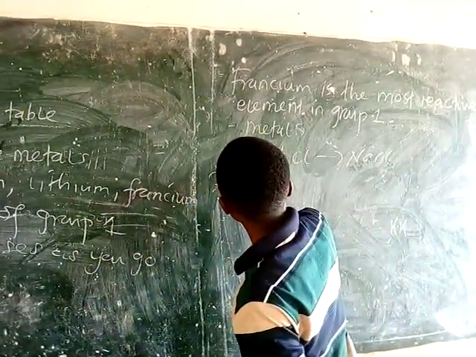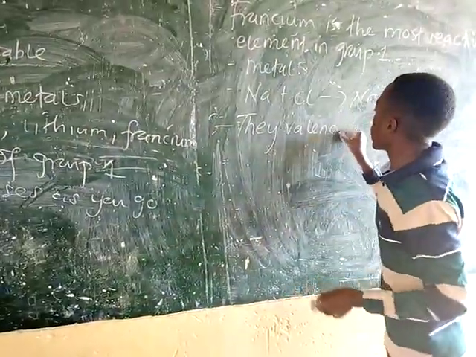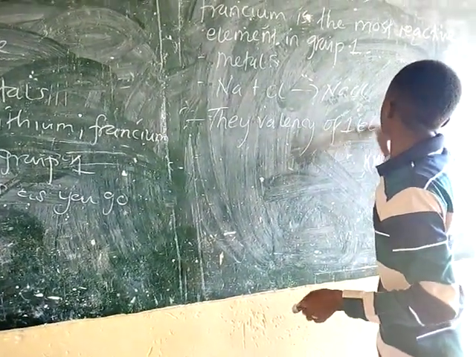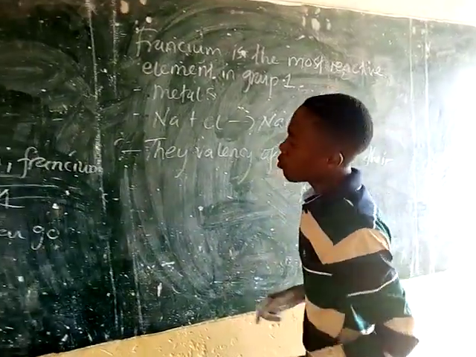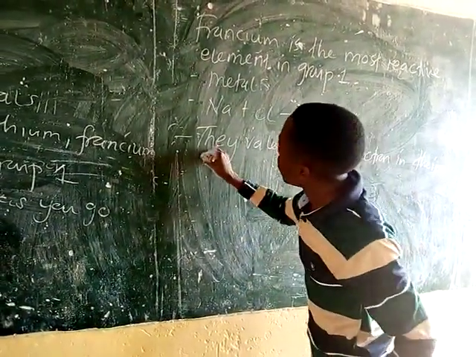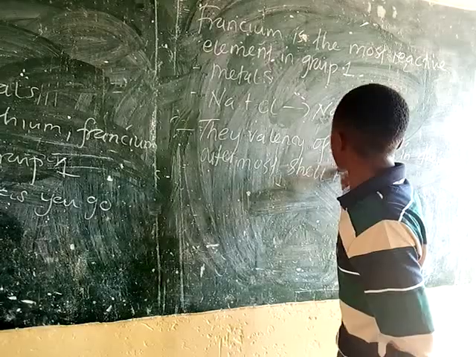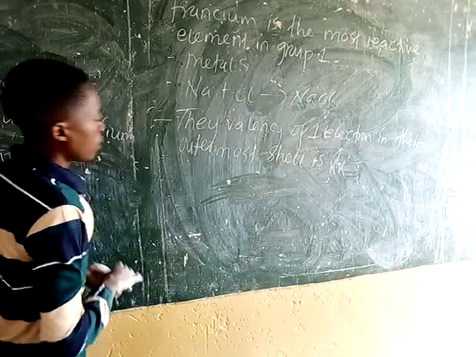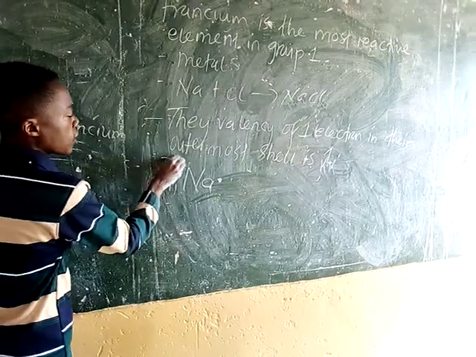Apart from that, group 1 elements have a valence of 1 electron in their outermost shell. So the number of electrons in the outermost shell of group 1 elements is 1. I'll give an example of sodium. Sodium has an atomic number of 11, and the mass number is 23.